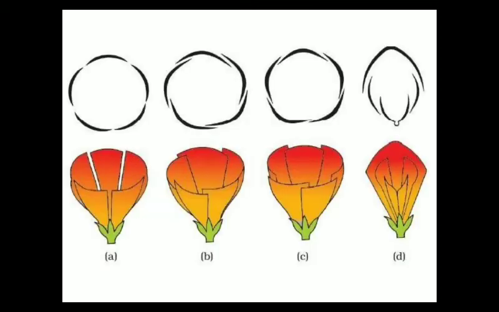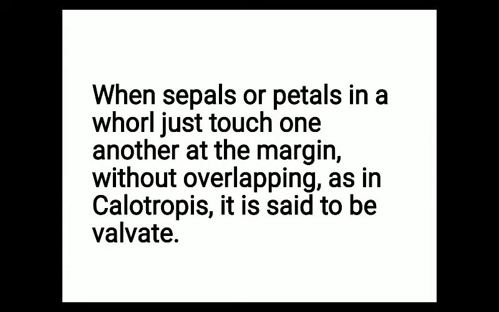In this diagram all the four types of estivation are given. This is the valvate estivation, this is the twisted estivation, this is the imbricate and this is the vexillary estivation. You can see the arrangement of petals or sepals on a floral bud with respect to the other members of the same whorl is known as estivation. One by one we will discuss the different types of estivation. First we will start with the valvate estivation.